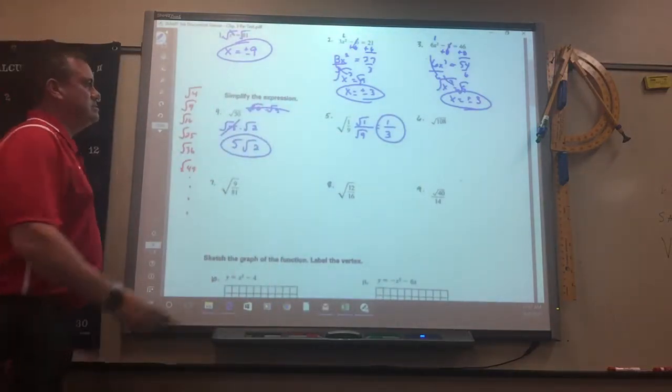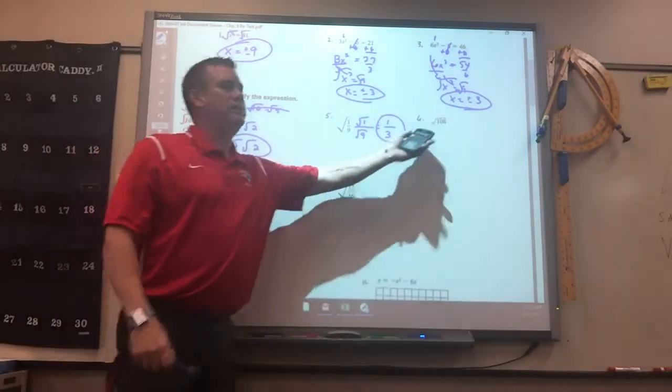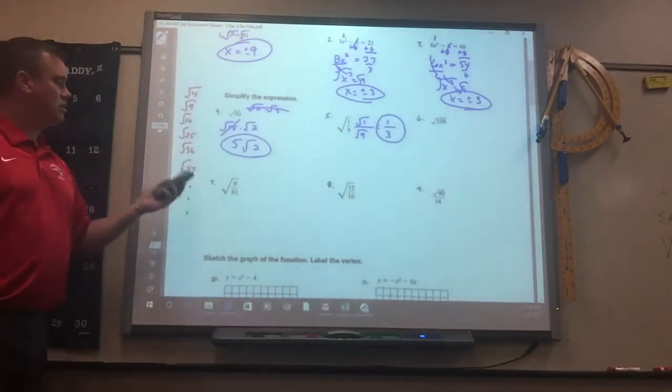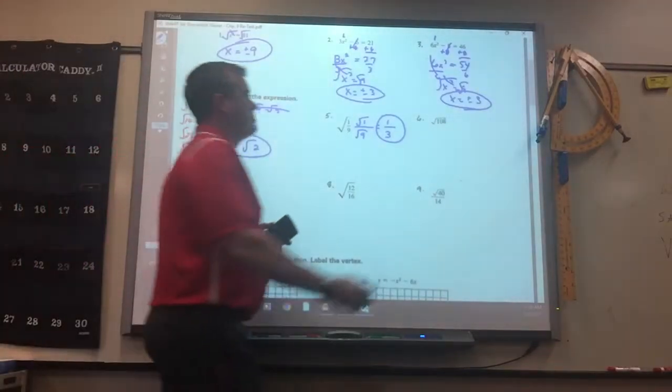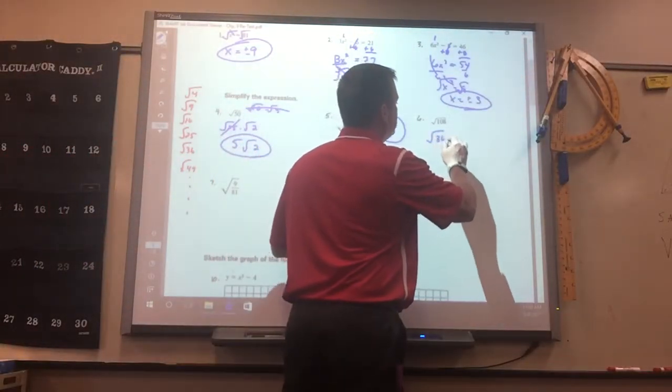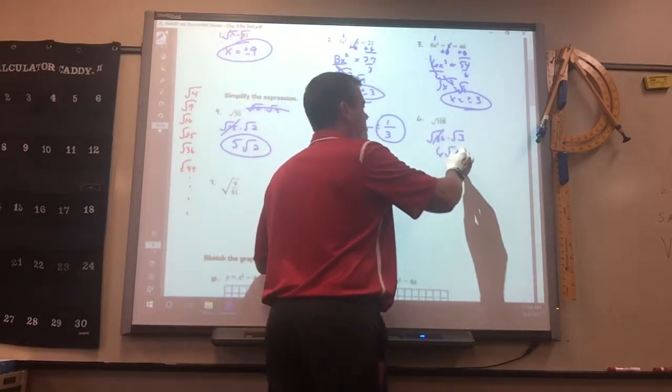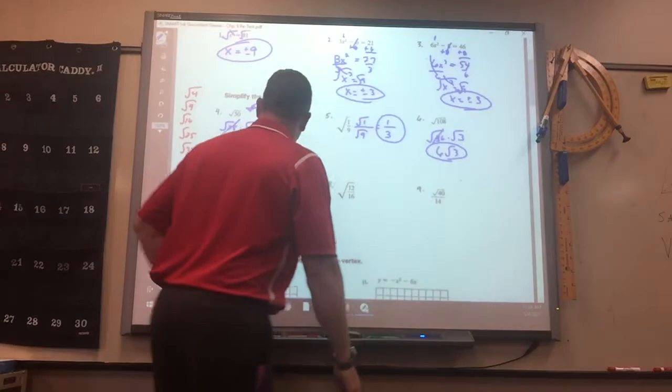108, again, to figure out which one of these goes in there, you just use a calculator and start dividing. And this one, it is 36. 36 times 3. And then the square root of 36 is 6. So the answer is 6 square roots of 3.